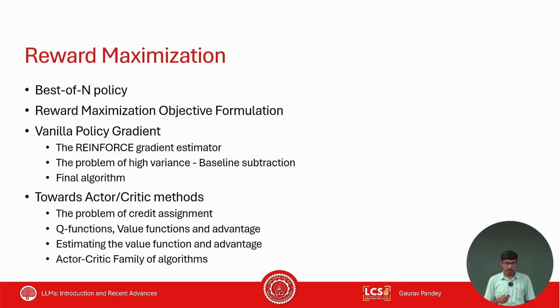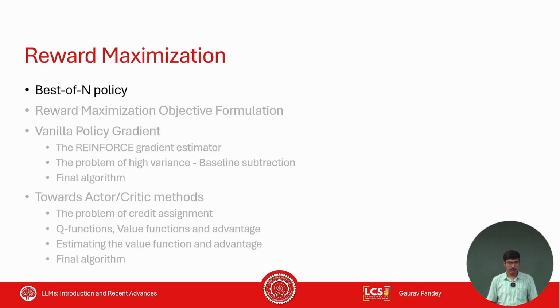Then we will look at what the reward maximization objective looks like, and we'll cover two algorithms: the vanilla policy gradient algorithm, and the second one is the Actor-Critic, which is a family of algorithms. It's not one algorithm, it's a bunch of different algorithms. And we'll see what the general picture of the Actor-Critic algorithms is. We'll not look at all possible Actor-Critic algorithms. There are a huge number of them. PPO is an example of Actor-Critic that we will see in the next lecture.